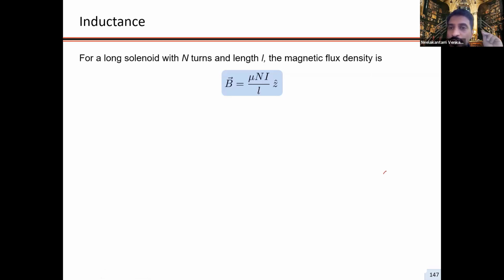So for a long solenoid, that means if you have this coiled up and it's pretty long, let's say the length is L. This coil length is L, then the B field inside is approximately given as this. We don't have to derive this. Technically, you can use Ampere's law to derive this, but let's not go ahead and derive it.